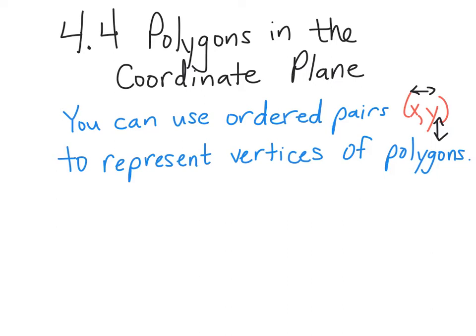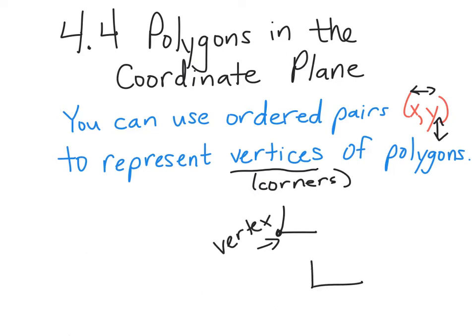We can use those ordered pairs to represent vertices of polygons. Vertices is a word that we could swap out for corners. The vertex of an angle is the corner point. So for instance, if this is an angle, this would be considered your vertex. And when you have a polygon, for instance a rectangle, you would have several of those vertex, and the plural is vertices. So all of these corners would be considered your vertices. That's just a vocabulary piece that we'll be getting used to using throughout this section.